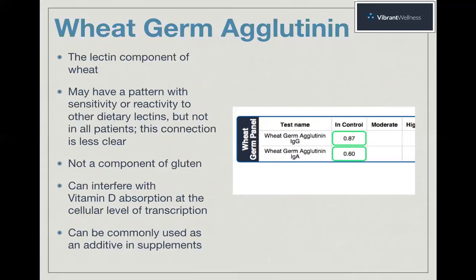Wheat germ agglutinin antibodies can also indicate that an individual may have low levels of vitamin D due to interference with transcription at the cellular level. Testing vitamin D levels alongside the Wheat-Zoomer is recommended. Wheat germ agglutinin can also be commonly used in supplements as an additive, and these supplements may still be labeled as gluten-free due to the different protein structure of wheat germ agglutinin.